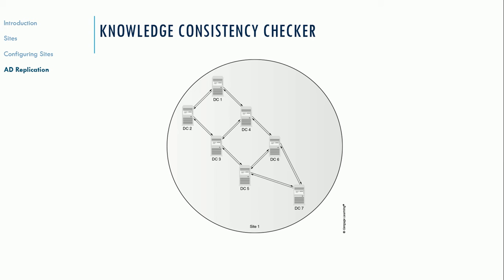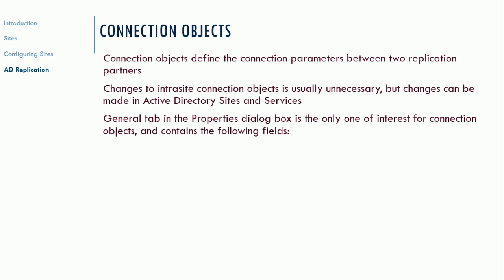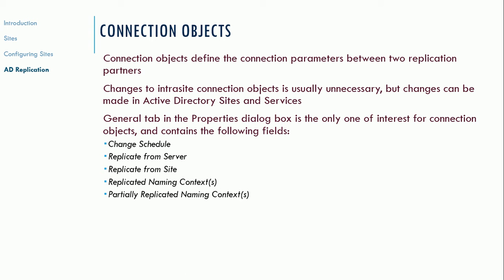So you can think of the knowledge consistency checker as somebody who's really good at spreading rumors, more or less, which happens naturally in groups of people. But with computers, it's a little bit more complicated. So there have to be some algorithms that help define how that works. Connection objects define the connection parameters between two replication partners. A change to an intrasite connection object is usually unnecessary, but you can do it manually in Active Directory Sites and Services. The Active Directory Sites and Services properties dialog box shows the options that I'm showing on the slide deck.